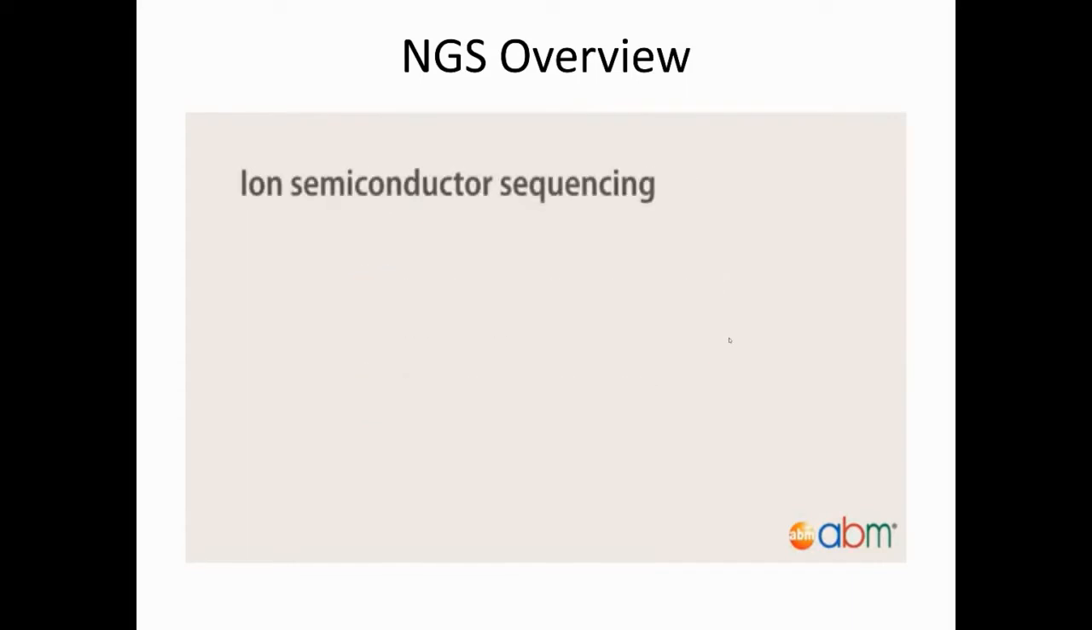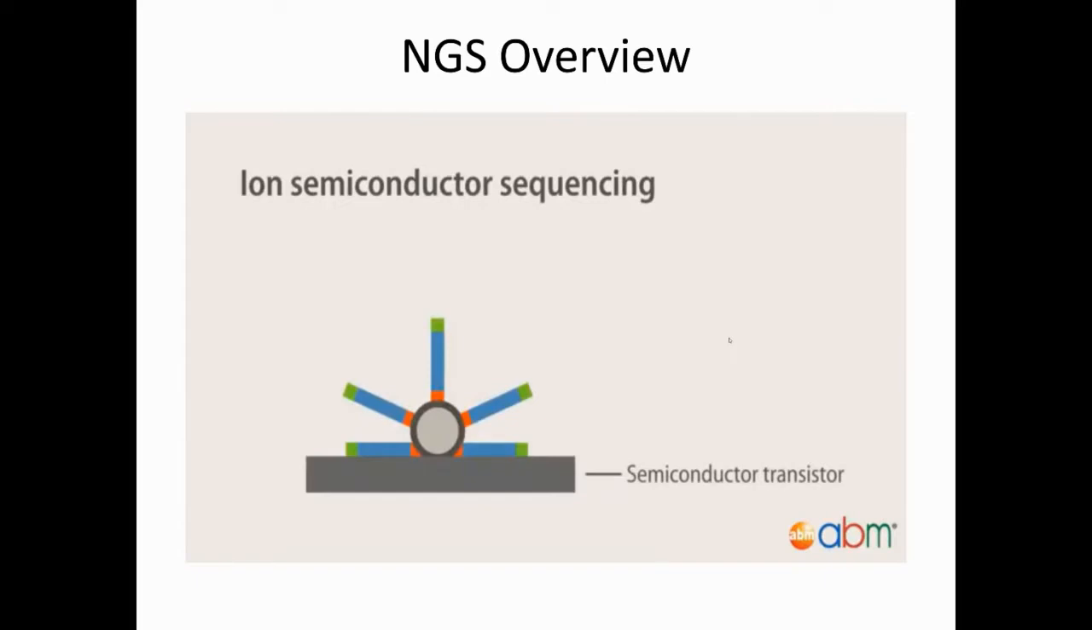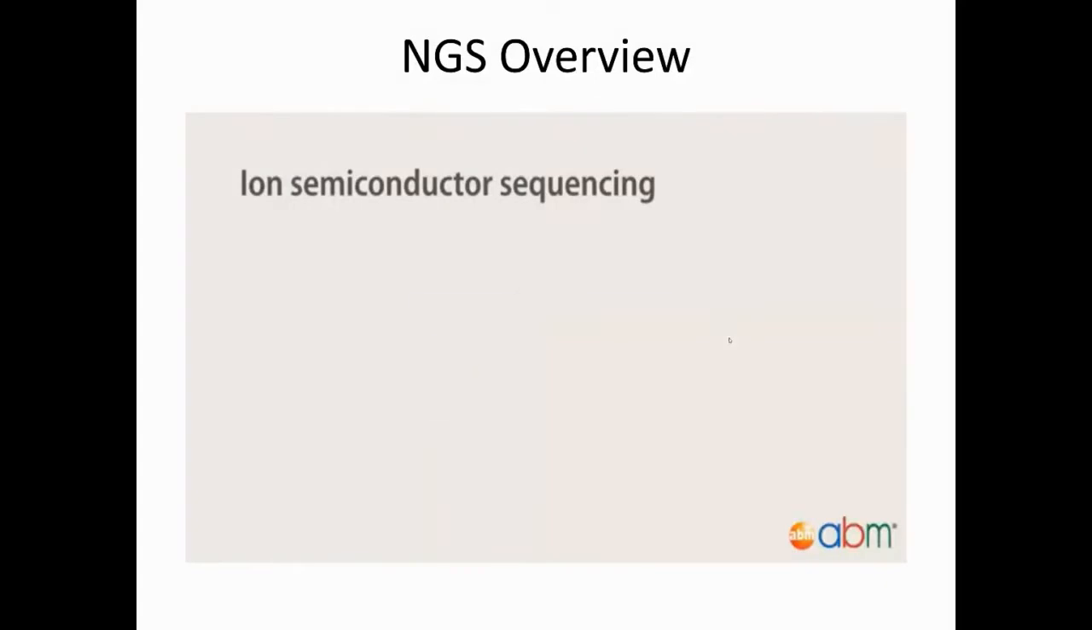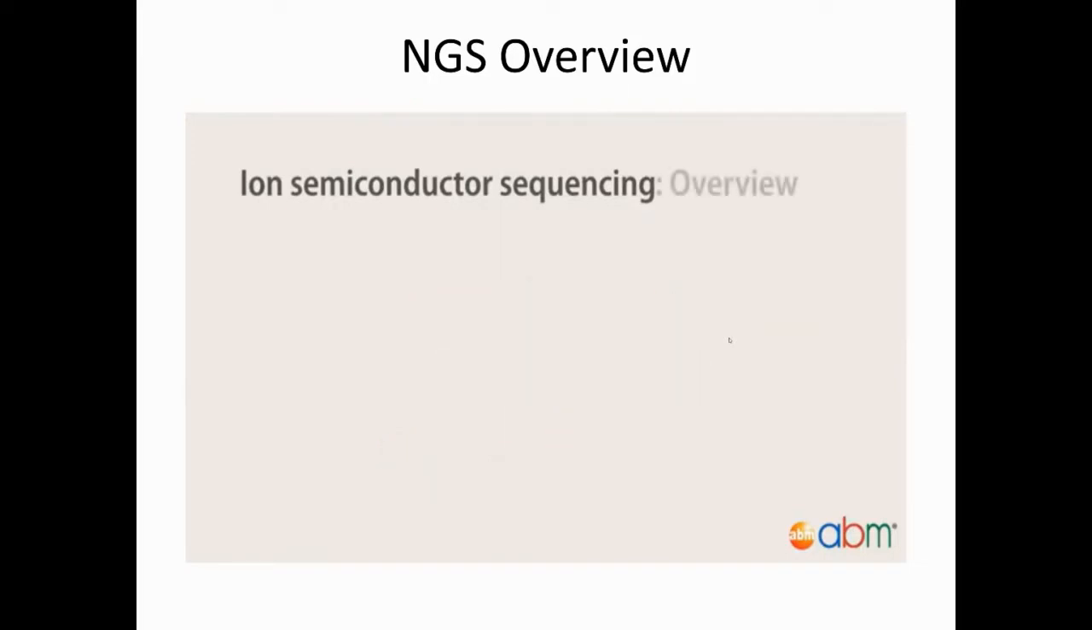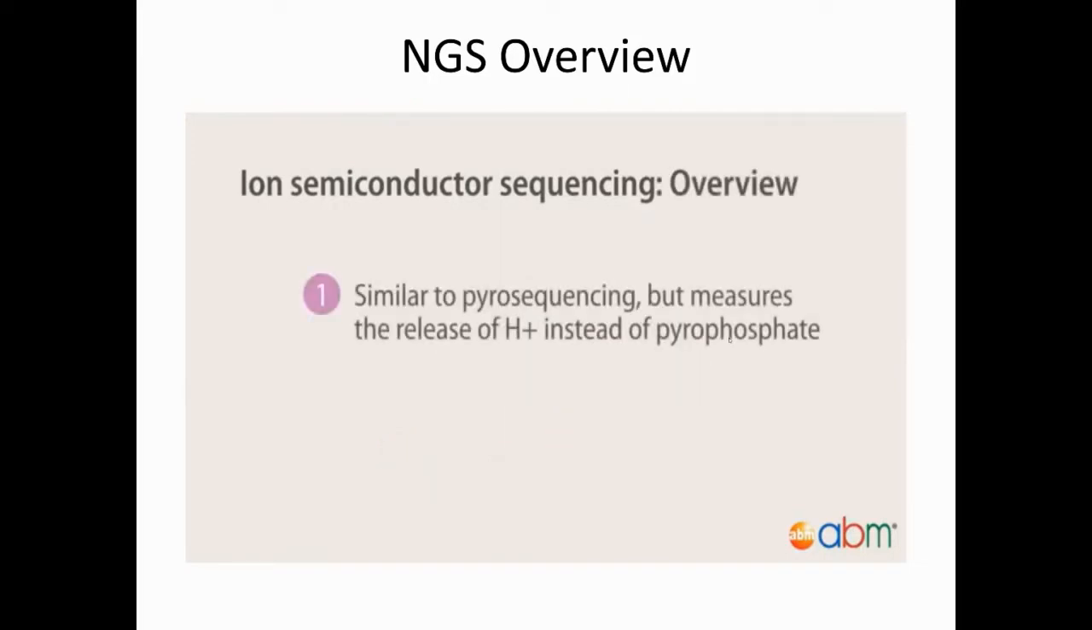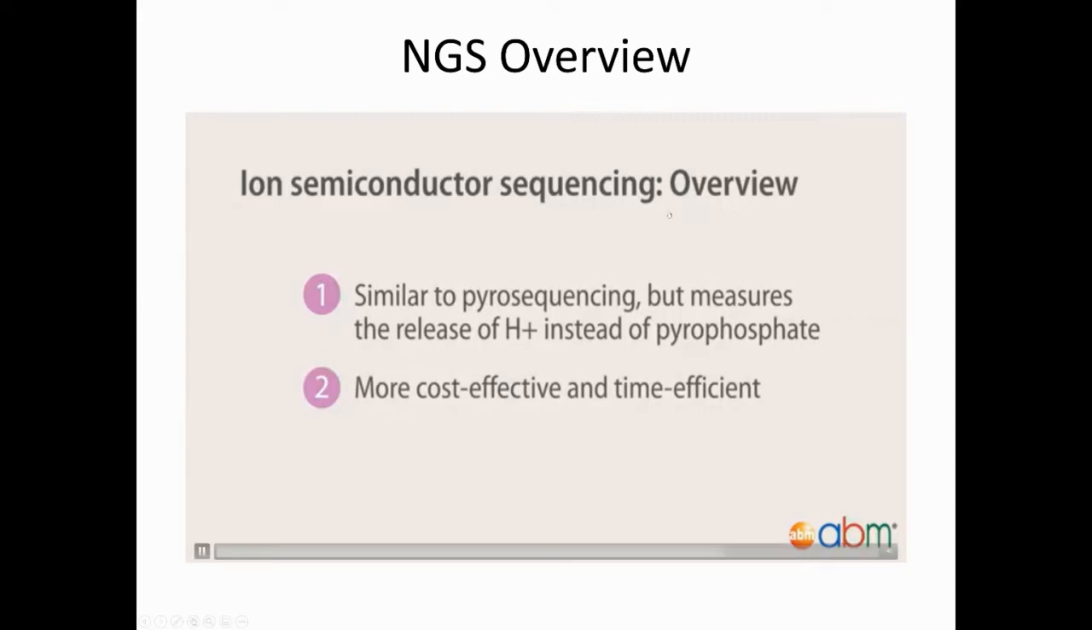Ion semiconductor sequencing utilizes the release of hydrogen ions during the sequencing reaction to detect the sequence of a cluster. Each cluster is located directly above a semiconductor transistor, which is capable of detecting changes in the pH of the solution. During nucleotide incorporation, a single hydrogen ion is released into the solution, and it is detected by the semiconductor. The sequencing reaction itself proceeds similarly to pyrosequencing, but at a fraction of the cost. Please view our knowledge base for further details on ion semiconductor sequencing and the sequencing by ligation techniques.